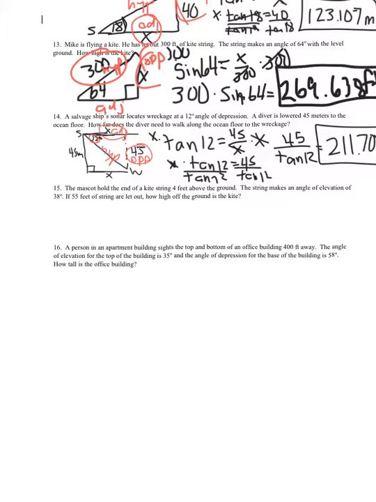The mascot holds the end of a kite string. This is number 15. 4 feet above the ground. The string makes an angle of elevation of 38 degrees. If 55 feet of string are let out, how high off the ground is the kite?